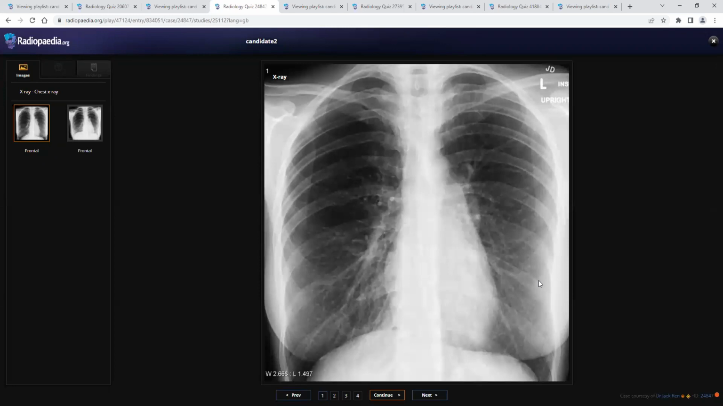Next case. Yes. Okay. So this is an AP radiograph of the chest, and I can see that lung markings are not seen on the right upper hemithorax, with a faint line, maybe a faint pleural line suggesting a pneumothorax on the right side.